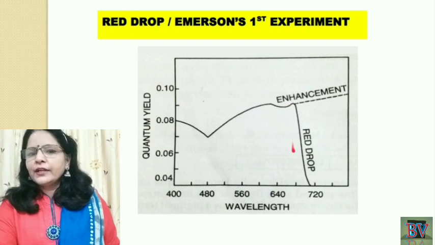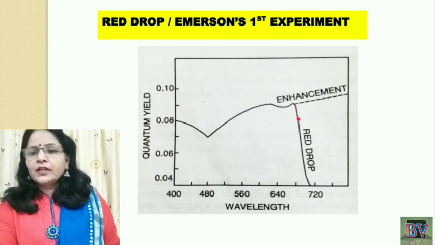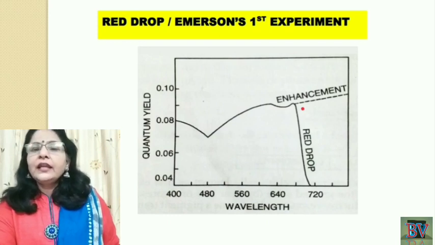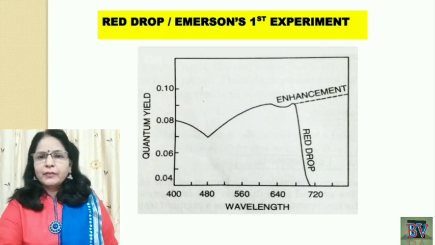When the quantum yield reached 640 to 680 nanometer, beyond 680 nanometer he found a sudden drop in the red region. So this sudden drop in photosynthetic yield in the red region is called the red drop, or Emerson's first experiment.